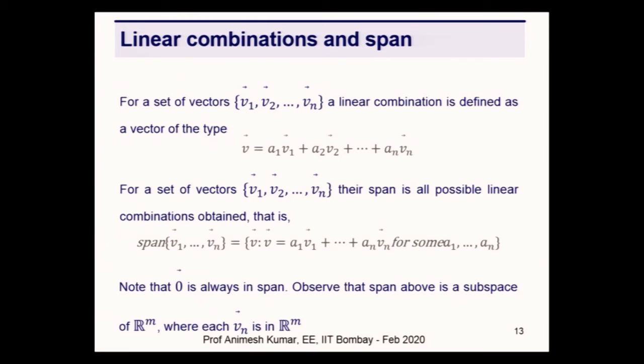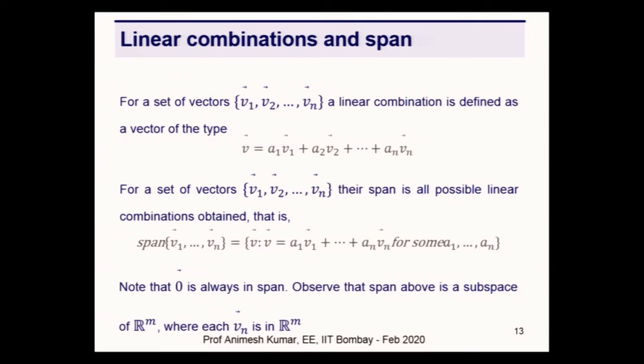All right. So this is basically the way to read this: the span is the set of all vectors v such that v is a linear combination of v1 to vn for some a1 to an. Now the zero vector will always be in a span because I can select a1, a2, all the way up to an to be all 0. So therefore, span always includes the zero vector.